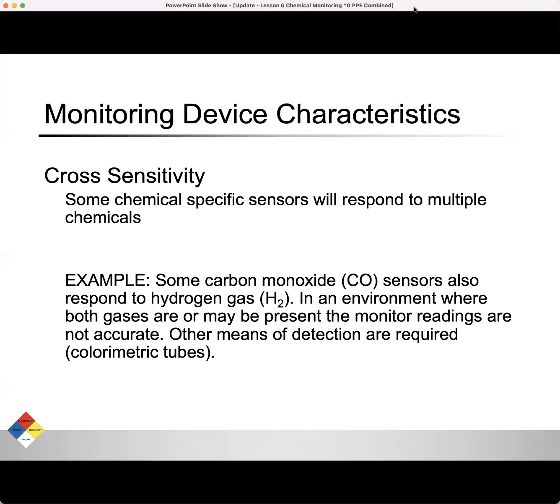Cross sensitivity. Some chemical specific sensors will respond to multiple chemicals. An example of that is some carbon monoxide sensors also respond to hydrogen gas. So, in an environment where both gases are or may be present, the monitor readings are not accurate. You need to use other means of detection. One possibility we'll talk about later is the colorimetric tubes.